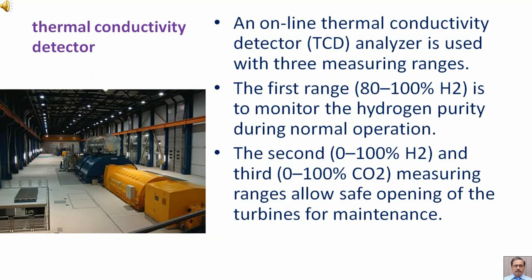An online thermal conductivity detector analyzer is used with 3 measuring ranges. The first range, 80 to 100% hydrogen, is to monitor the hydrogen purity during normal operation. The second, 0 to 100% hydrogen, and third, 0 to 100% CO2 measuring ranges allow safe opening of the turbines for maintenance.